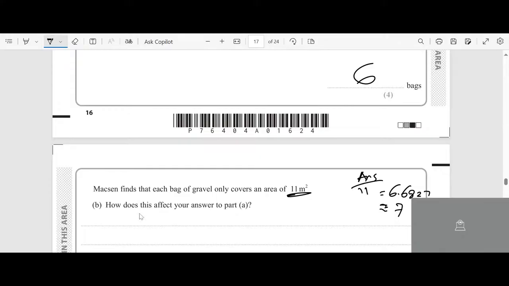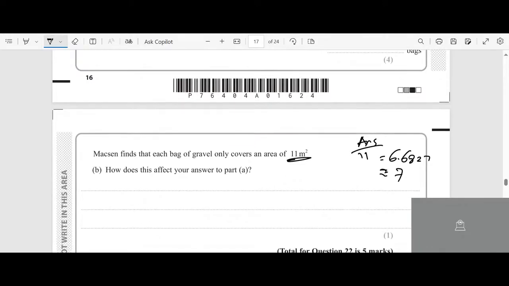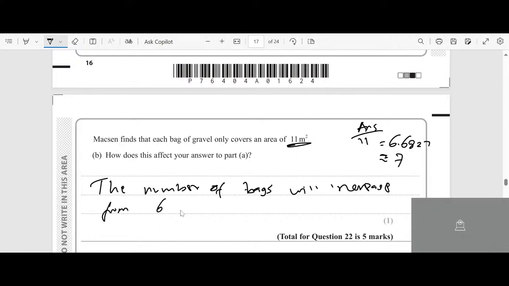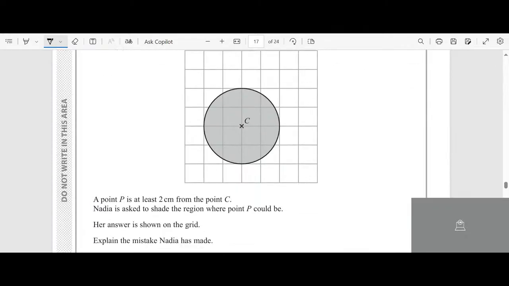How does this affect your answer in the part above? We say the number of bags will increase from 6 to 7, or you can say by 1. Just a small explanation there.